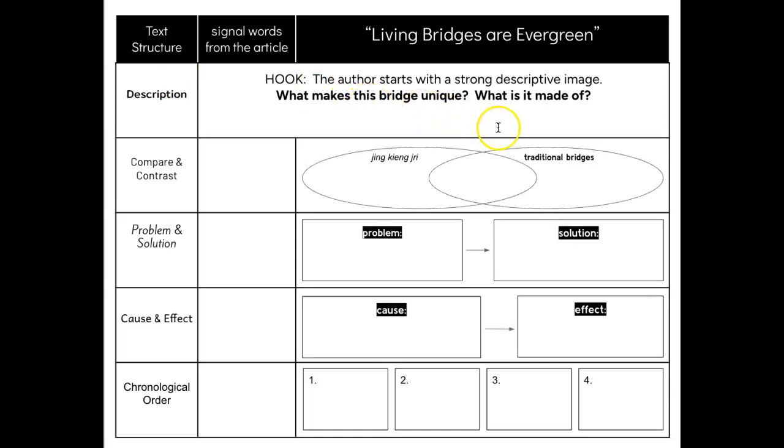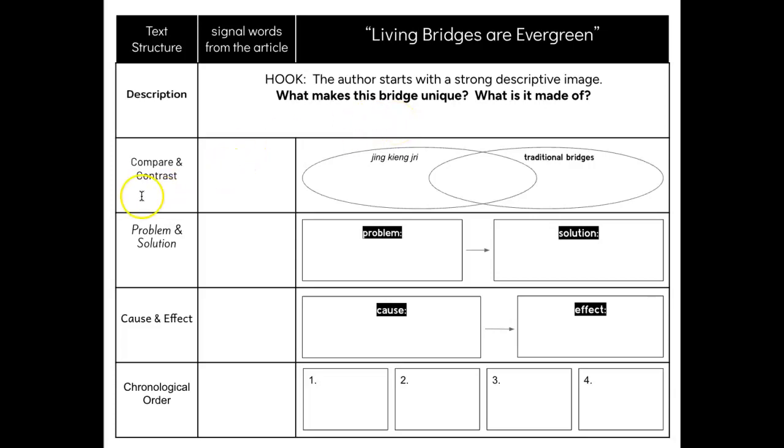You're going to read the article, and you're going to take your time before you answer your question to go through and look at each of these text structures, filling this paper in, and then using it to help you answer questions. It's going to start with a good, strong description. The author starts with a descriptive image for his hook. What makes the bridge unique, and what is it made of? Jot some ideas in here as you read.